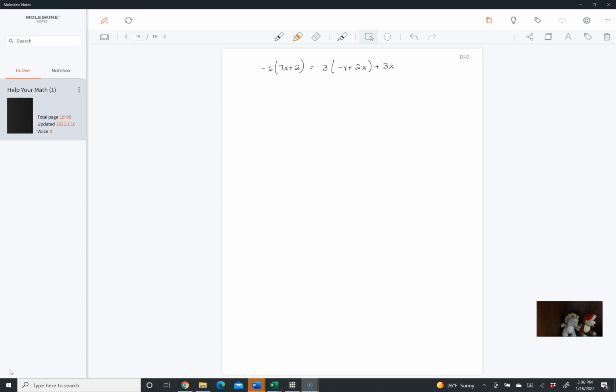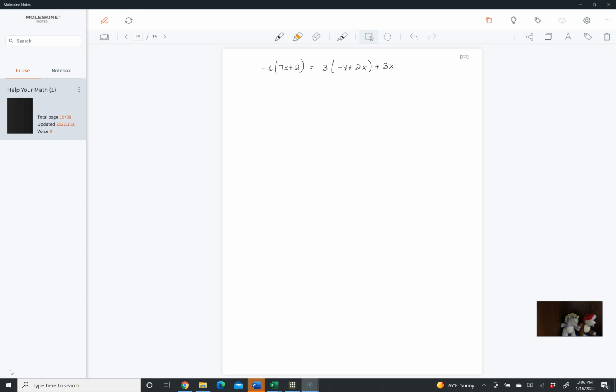Here we have a linear equation. If you notice in this linear equation, we have multiple x's on one side, multiple constants on one side. We have parentheses. So before we even start to isolate our x, we need to get rid of these parentheses, so that way we can combine like terms and we can eventually isolate that x. So we always want to get rid of parentheses first.